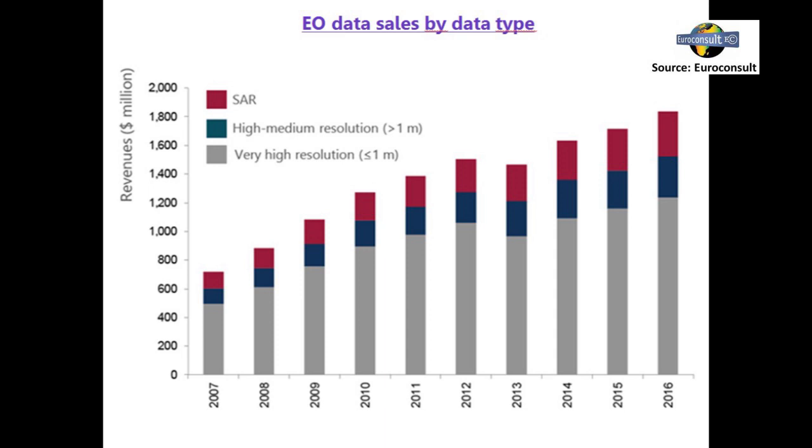High medium resolution, so from 1 to 10 meters. This size is more or less at 10%, and the other 10% is synthetic aperture radar, so radar imagery, which is not a telescope or a photographic camera, let's say, but an antenna that collects information in radio frequency.